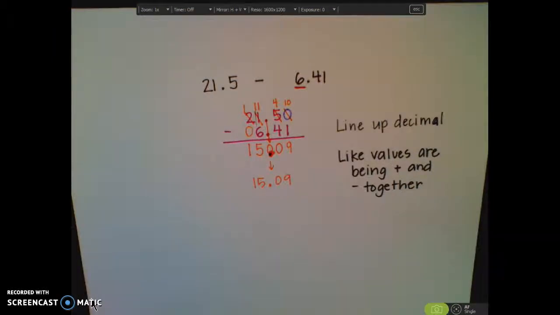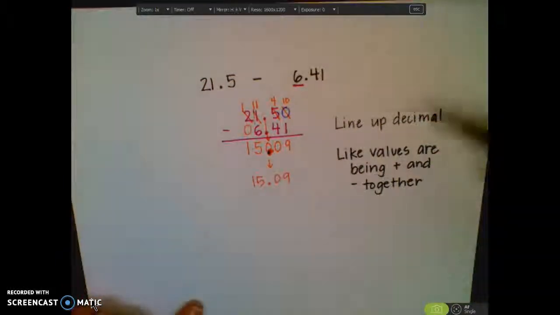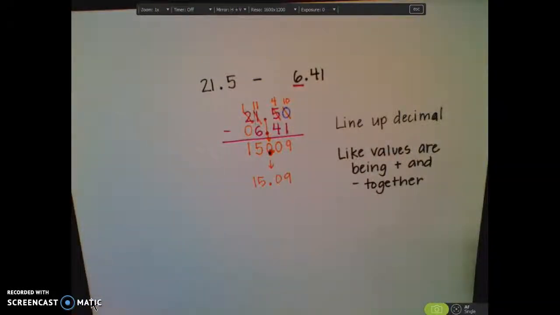So anytime that you are adding and subtracting with decimals, the first thing you have to do is put those like values together. And by doing that, if you line up the decimal, everything should line up correctly. Okay? All right, good luck.